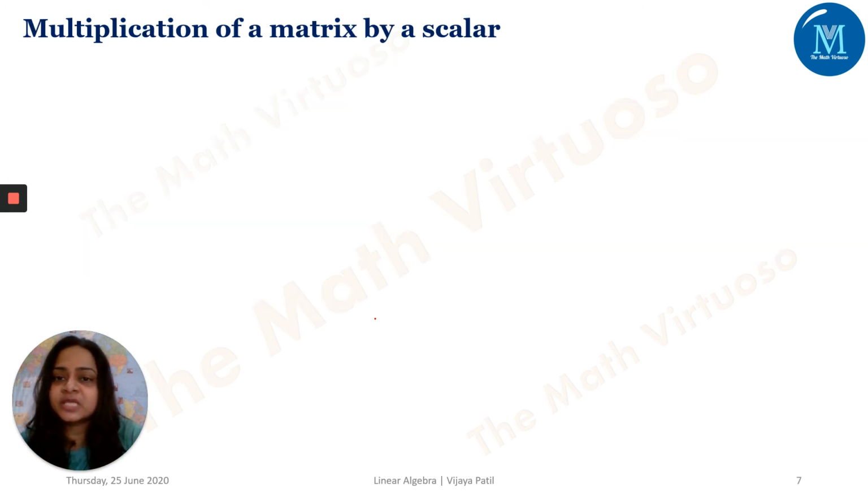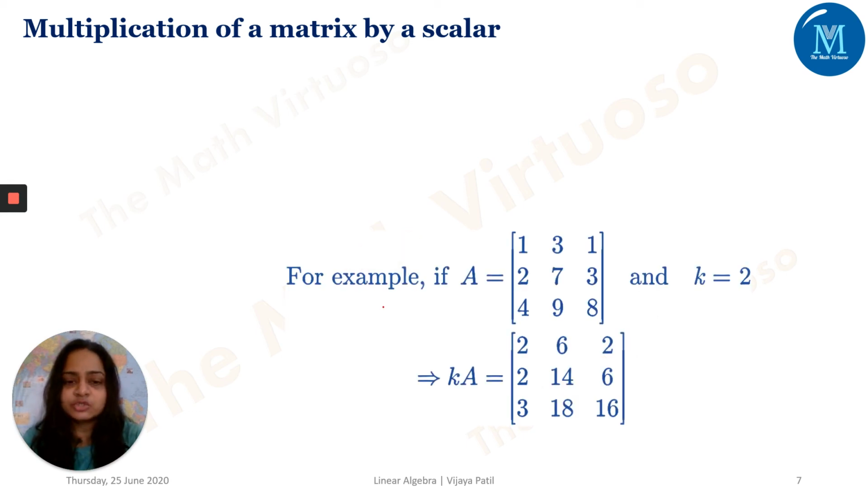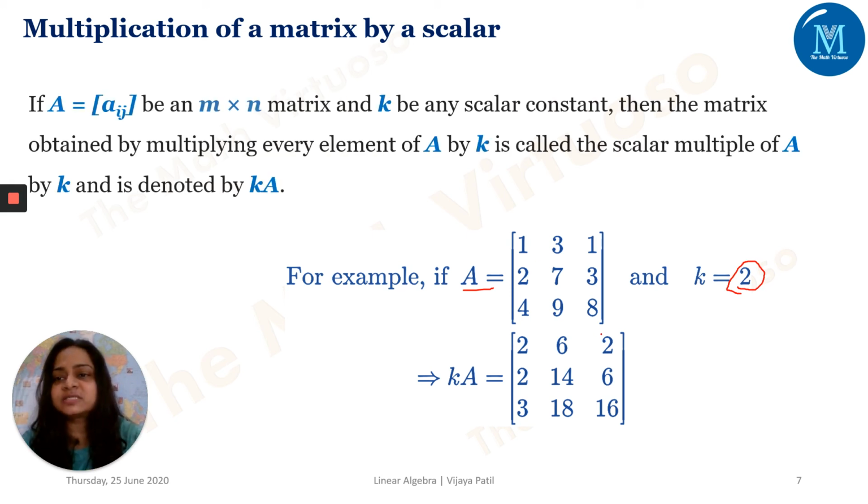Okay, the multiplication of a matrix by a scalar. It's very simple. Capital A is, suppose, this, and k is 2. If I am multiplying k with A, I multiply this 2 with each and every element of the matrix. Therefore, multiplication by a scalar is defined as follows: let A_ij be an m cross n matrix and k be a scalar constant. Then the matrix obtained by multiplying every element of A by k is called the scalar multiplication of A by k, and it's denoted by k into A.